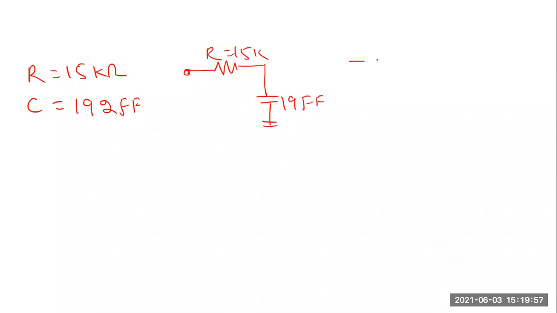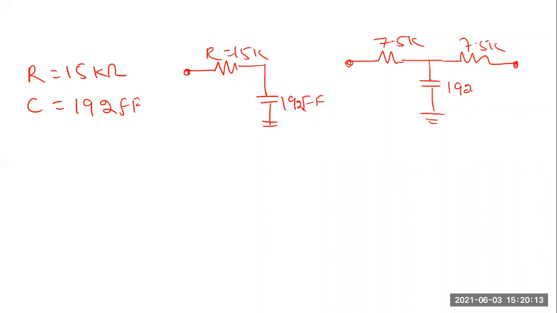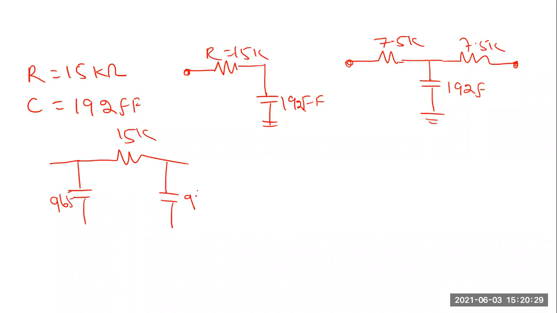For T, what will happen? So 7.5K, 7.5K, and this is 192 femtofarad. For pi, so 15K, and the other one is 15K, and this is 96 femtofarad. Okay, so now these are the three basic things.